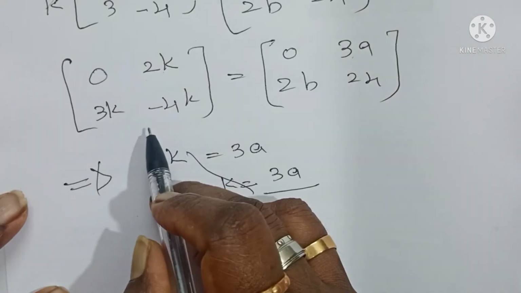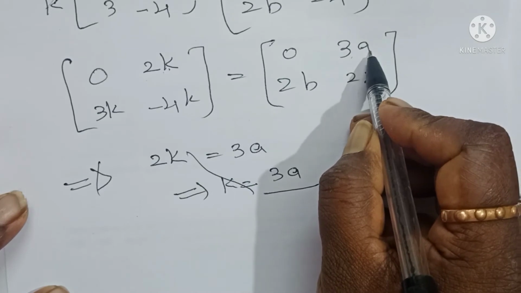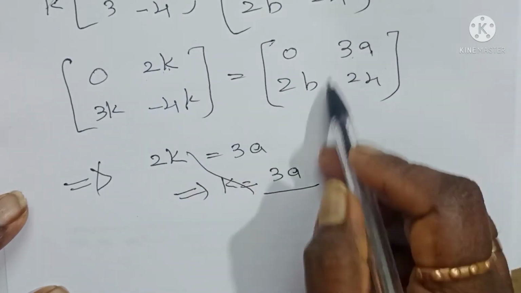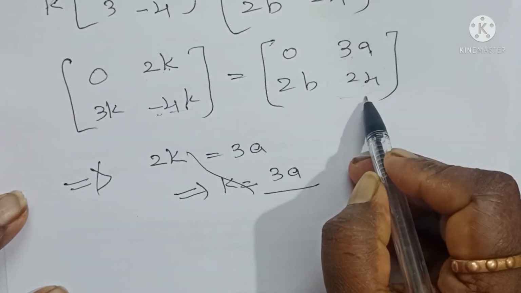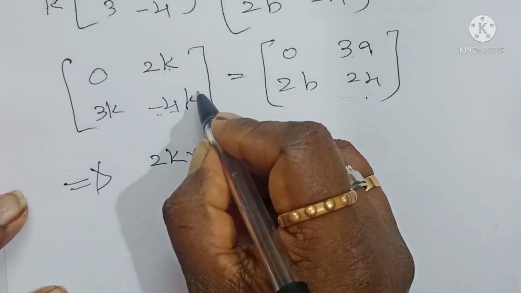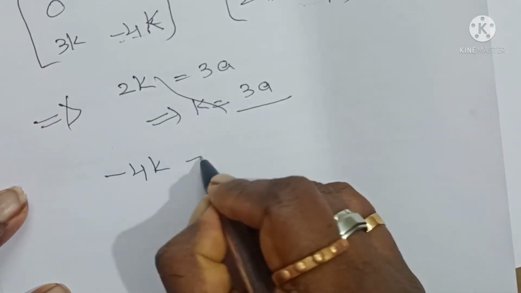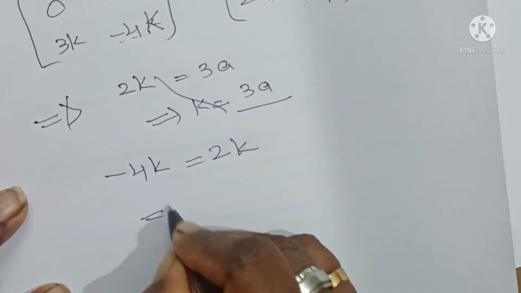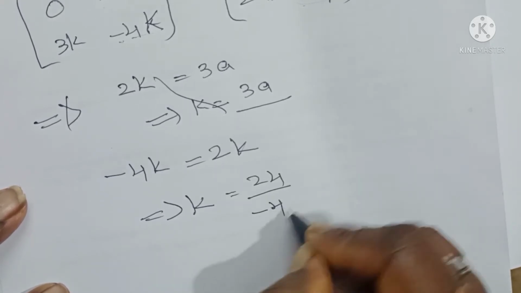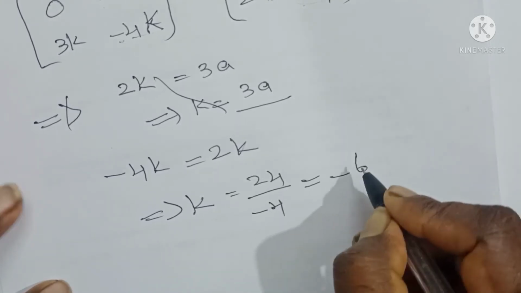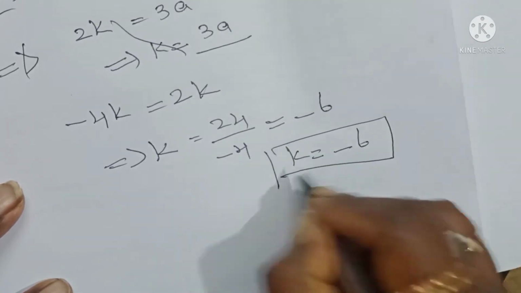So you can equate these corresponding terms. Here K terms, here a term, here b term, here just a normal number. First of all, you have to equate this term: minus 4K is equal to 24. Then you can find the value of K. So minus 4K is equal to 24. This implies K is equal to 24 divided by minus 4, which is equal to minus 6. So what is the value of K? K is equal to minus 6.